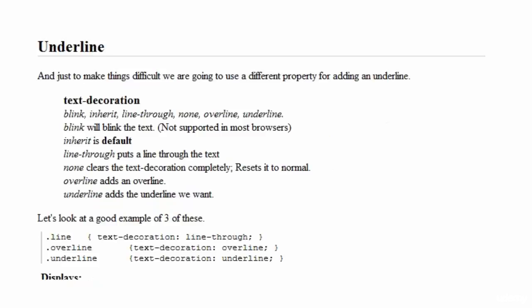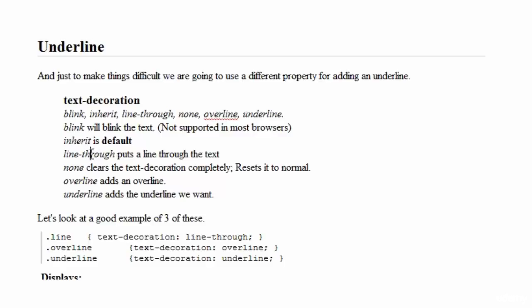And then we have underline. And just to make things a little bit more difficult, we're going to use a different property for adding an underline. For underline, we used text decoration. Now this one accepts blink, inherit, line through, none, overline, and underline. Blink will blink the text. This isn't supported in most browsers anymore, so I highly recommend not even using that one.